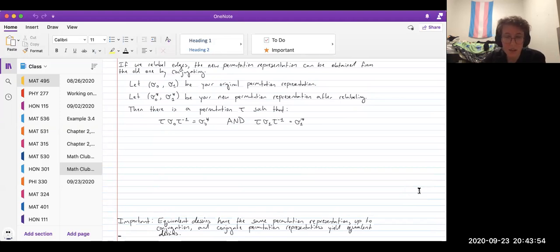Okay. Anyone have any questions? And this also works the other direction: if you take any conjugate permutation representations, they will give you equivalent dessins.